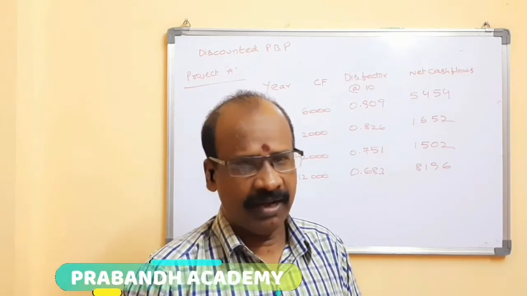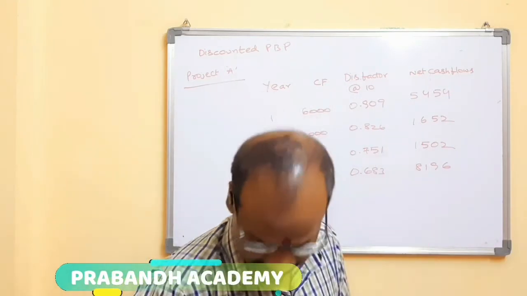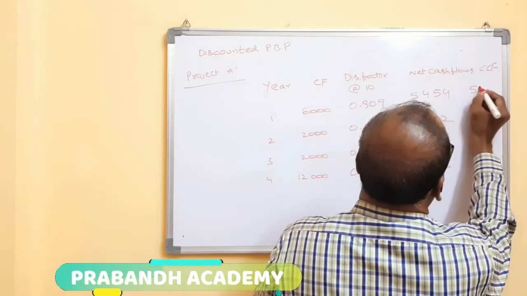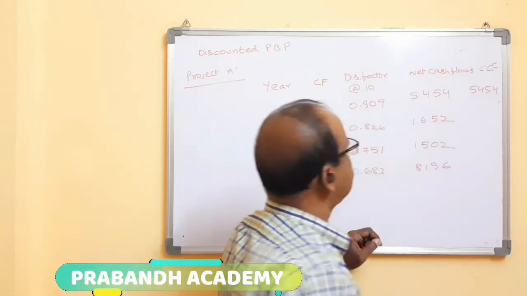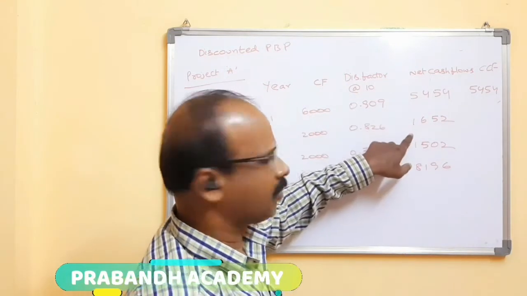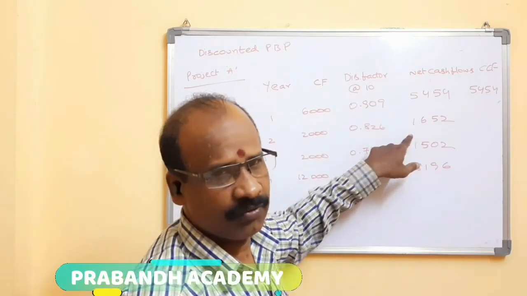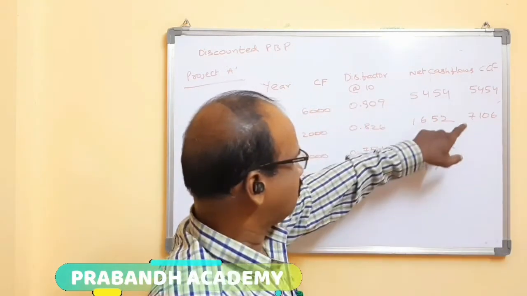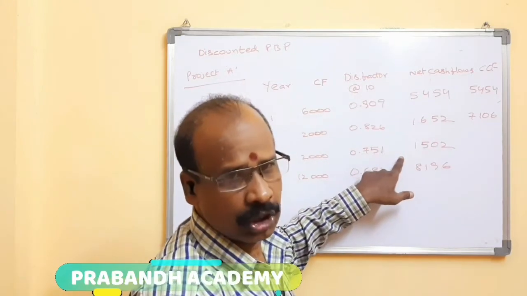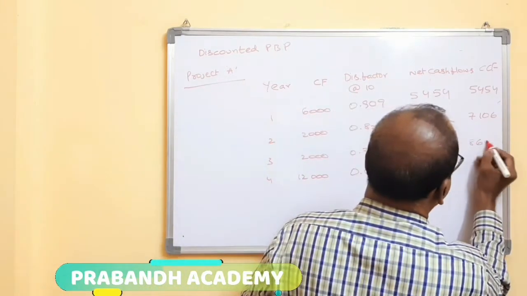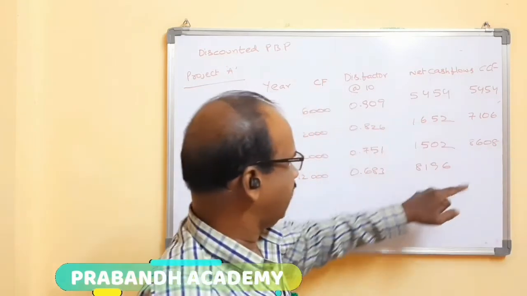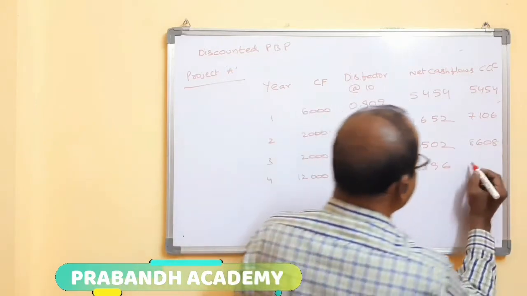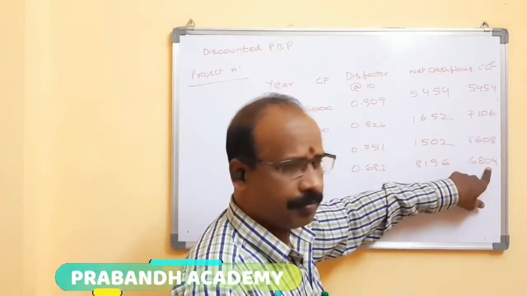Now we calculate cumulative cash flows. How to calculate cumulative cash flows? That one by one. 5,454 first year. Second year 5,454 plus 1,652, we get 7,106. 7,106 plus 1,502, 8,608. And fourth year 8,608 plus 8,196, we get 16,804. Now we calculate payback period.